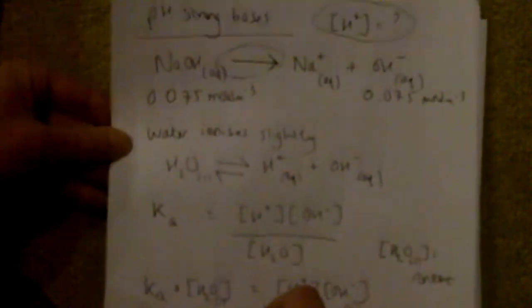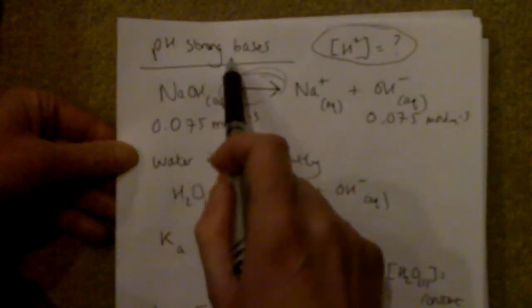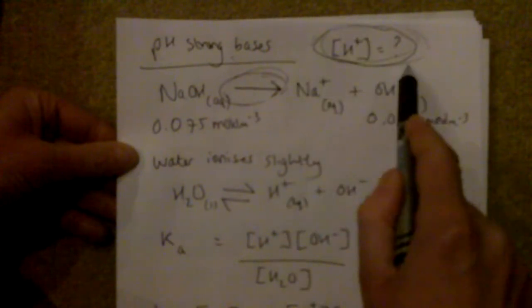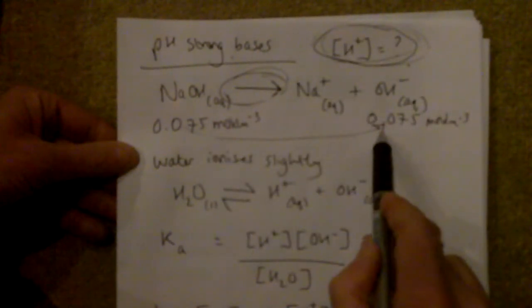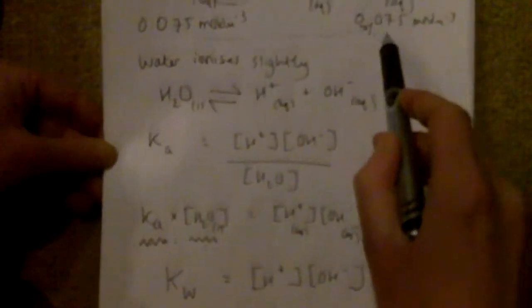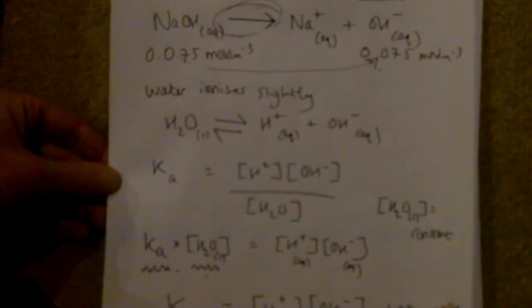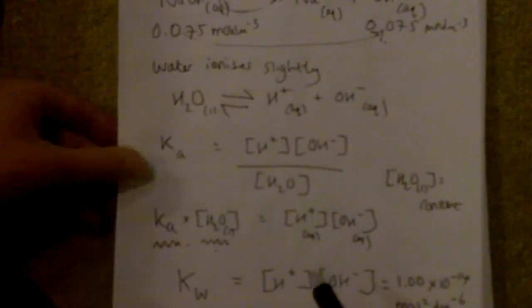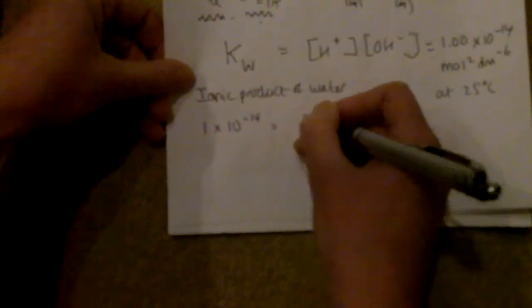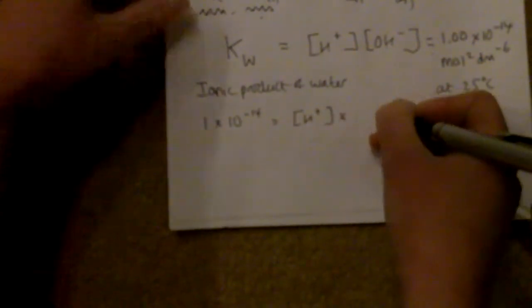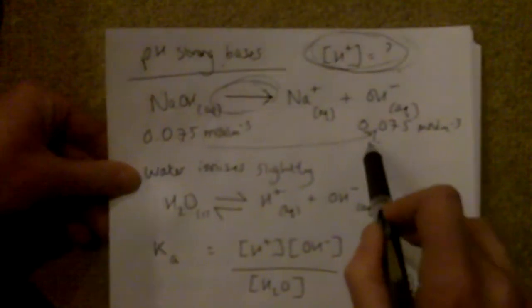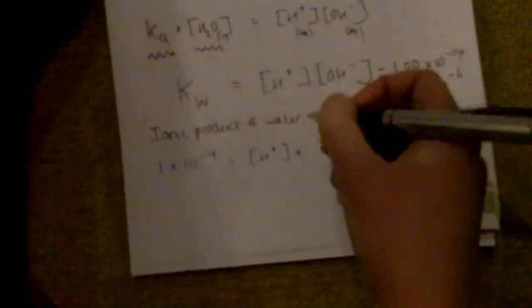Now, just think back to our original question. We're trying to find the pH of a strong base. We need H plus to find the pH. We've got OH minus, so the OH minus can go into here. We've got Kw, and we can find H plus. So that's how we do the question. So let's just try it out then. Kw, you know, is 1.00 times 10 to the minus 14. Kw is H plus times OH minus. The OH minus, the hydroxide concentration, is 0.075.